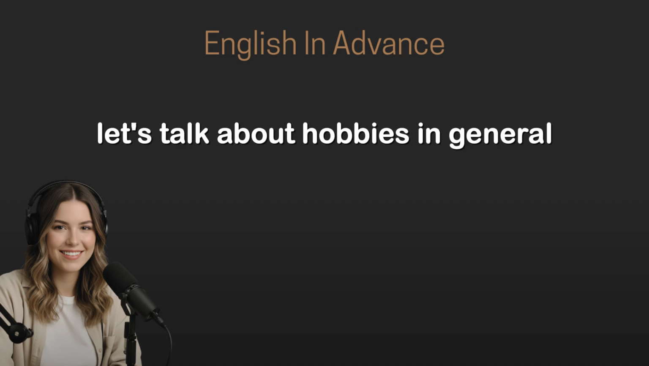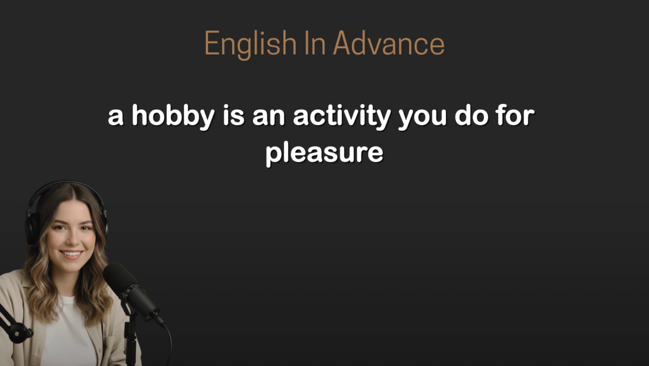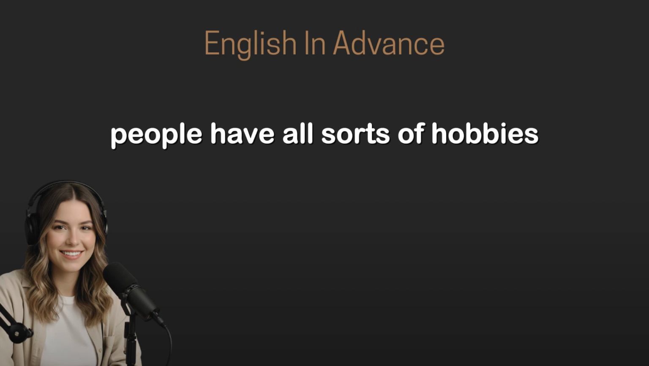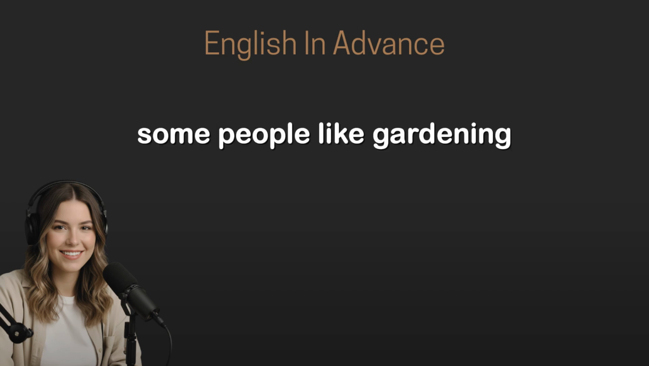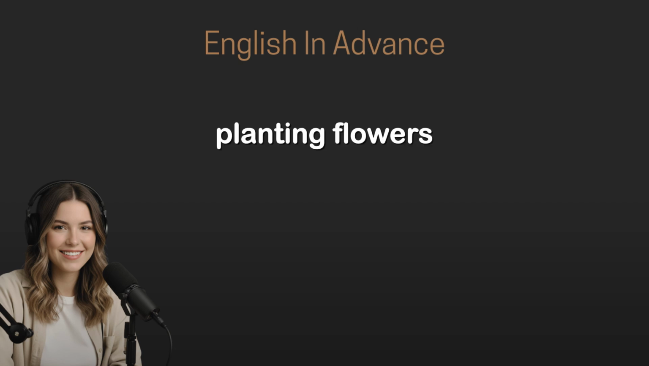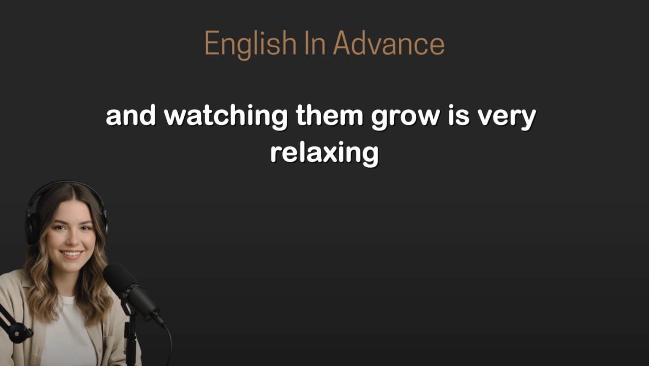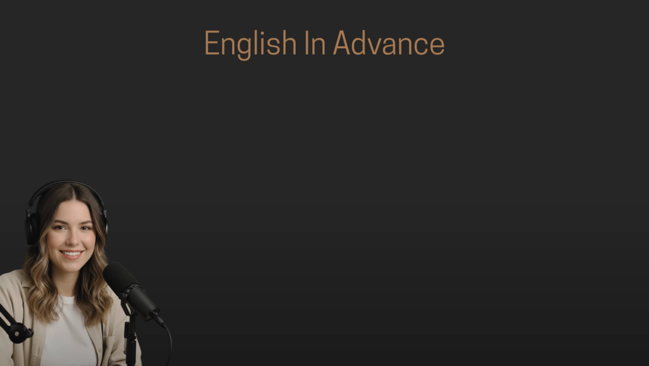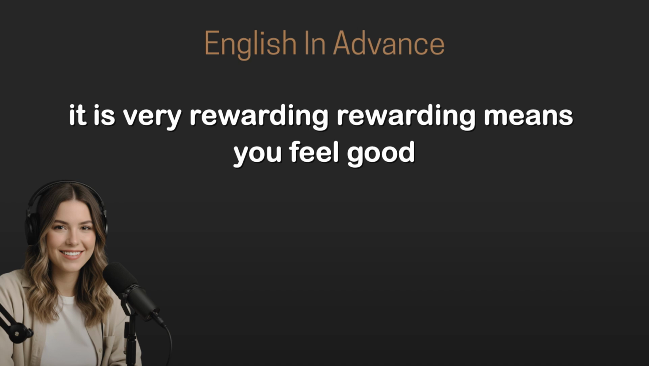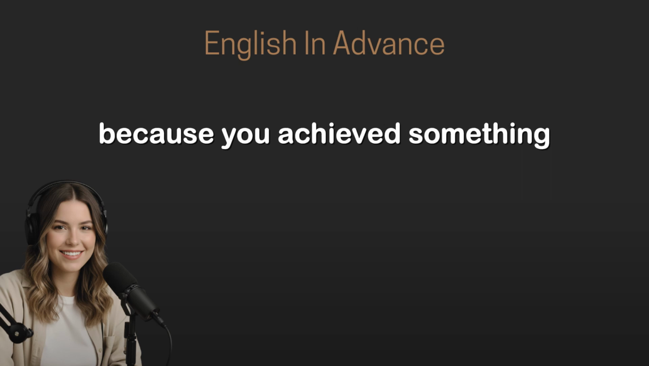Let's talk about hobbies in general. A hobby is an activity you do for pleasure in your free time. Besides the things we mentioned, people have all sorts of hobbies. Some people like gardening. You might say, I love spending time in my garden. Planting flowers and watching them grow is very relaxing. Or I grow my own vegetables. It is very rewarding. Rewarding means you feel good because you achieved something.